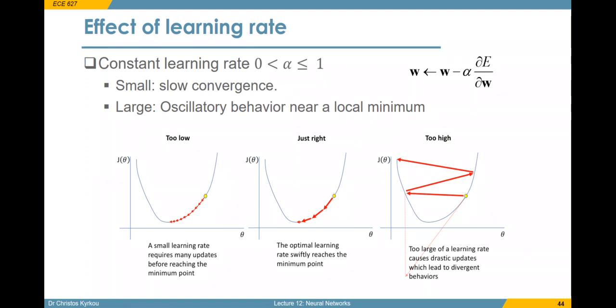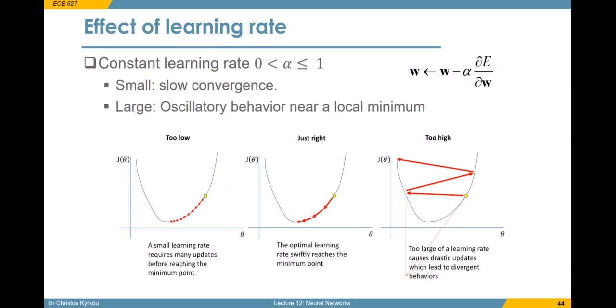A just-right learning rate would look like something in the middle, where we have small steps, then gradually, because the loss function is decreasing, these steps also decrease, and so we reach our minimum swiftly, but without too much jumping around because of the value of the learning rate.